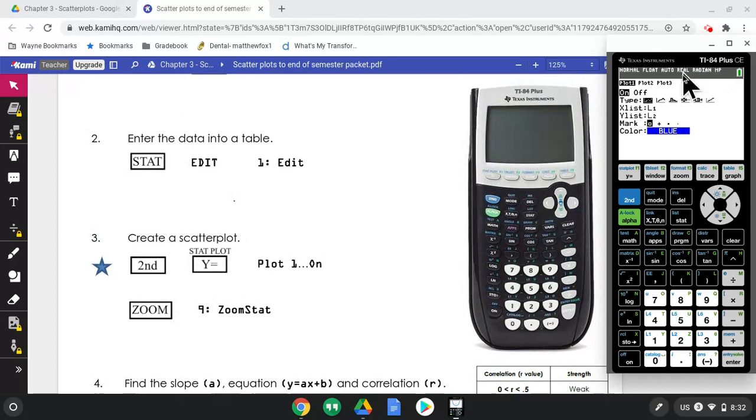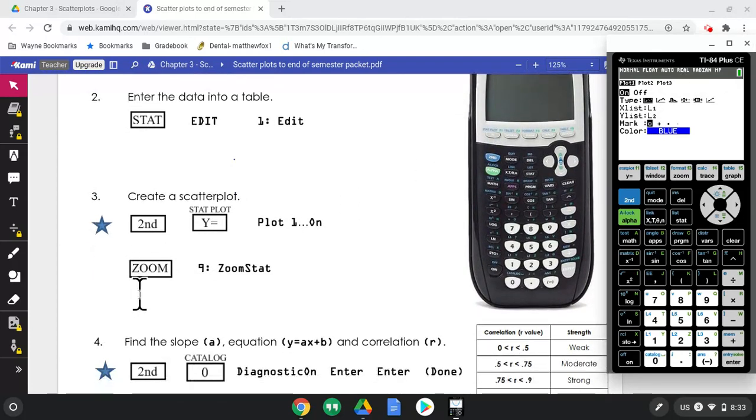And as you can see, the scatter plot option shows. So to view this now, zoom and then number 9. So I hit zoom up here and type number 9. This is the zoom with reference to our stat plot, and it will automatically size it so you can see all the different dots, and it scales it so that we can see everything. We can see it's linear, and hopefully you guys know it's a negative correlation.